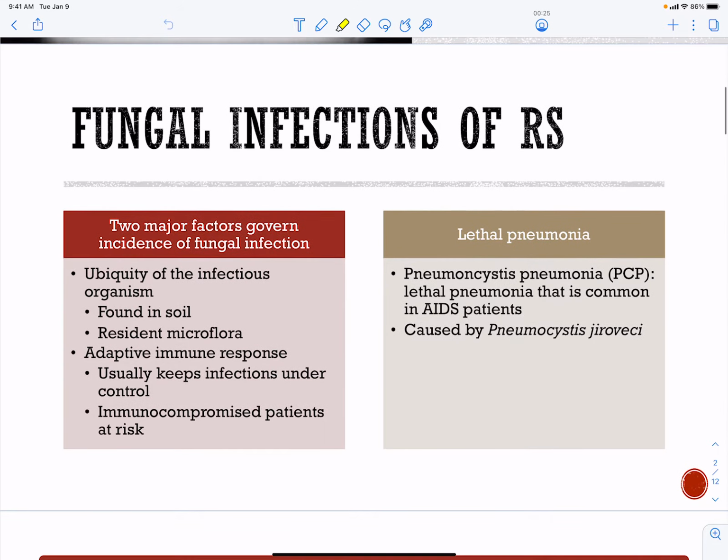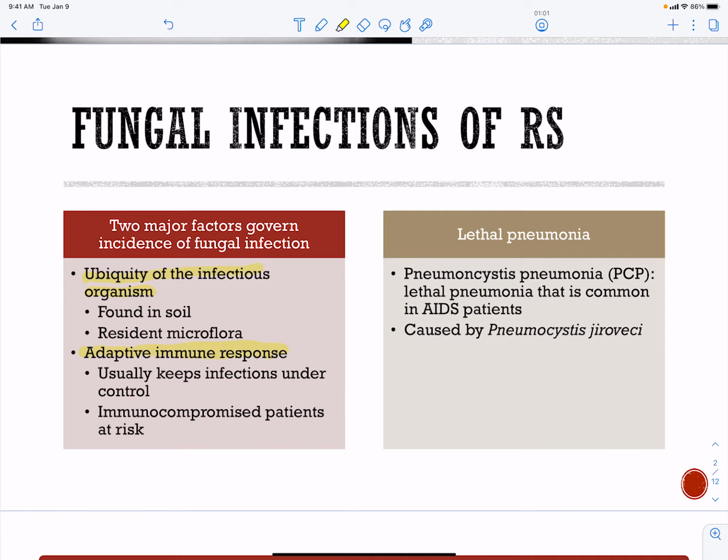Now, fungal infections are going to have some factors that are important for their transmission. Two of the main factors are the ubiquity of the infectious organism: how prevalent is it in an area? Those found in soil, in hospital areas, or on our bodies as part of our microflora are all potentially transmissible. Another is the adaptive immune response: how immune competent is the person?